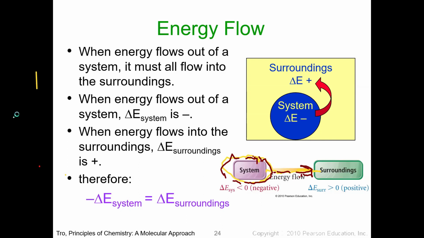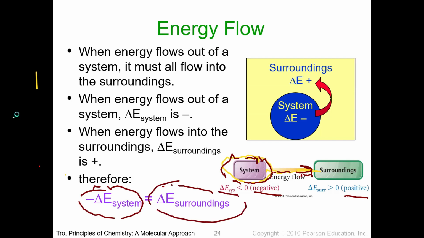Since it is less than zero, of course, it is going to be negative. And since the energy is leaving the system, you are enriching the surrounding with energy, so the change of internal energy of the surrounding is going to be greater than zero. That is why it is positive. Therefore, at the end, the change in internal energy of the system is negative and the change in the internal energy of the surrounding will be positive.